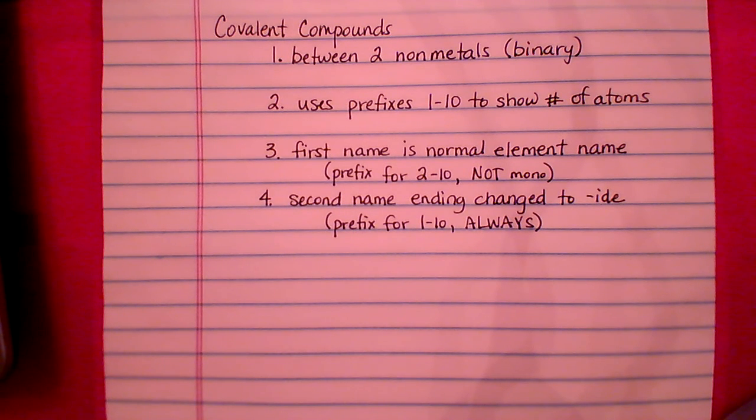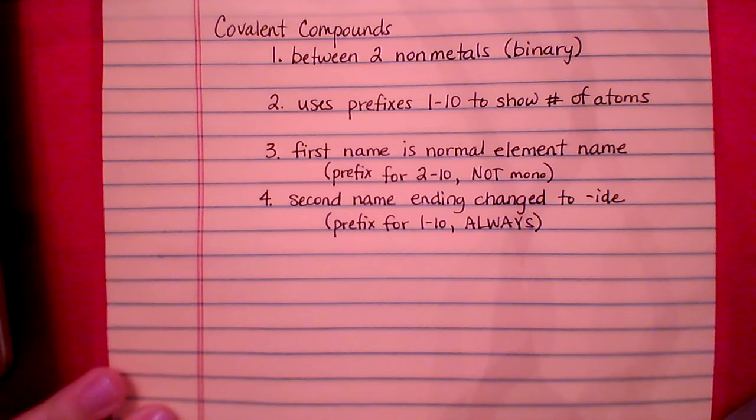And then finally, the name of the second element in the compound, you do change the ending to "ide," and they always get a prefix, even if it is mono. So you want to change your endings to things like phosphide, sulfide, nitride, etc. So let's practice a couple, and I'll go through them with you, and we'll work some backwards and forwards.